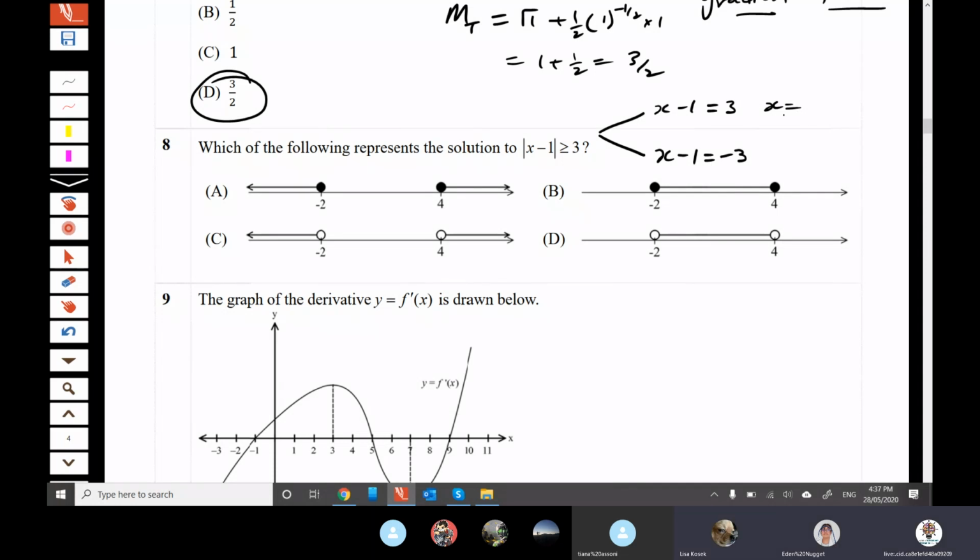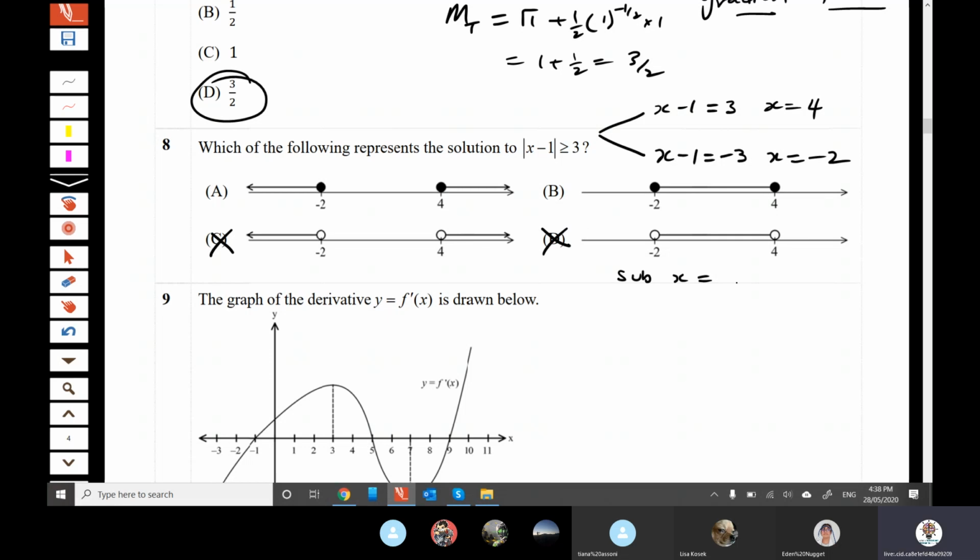X equals? 4. 4. Boom. X equals? Minus negative 3, 2, plus negative 2. Now you know the answer, which is negative 2 and 4. So what you want to do now is sub in a point. Right? You already know it's equal to, so it can't be D and it can't be C. It has to be equal to.